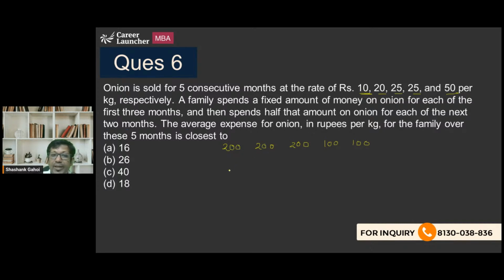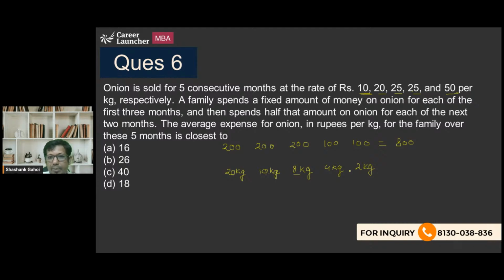month. So how many kgs? 20 kgs. The rate is 20 rupees per kg. So how many kgs? 10 kgs. The rate is 25. So 8 kgs. The rate is 25. So 4 kgs. The rate is 50. So 2 kgs. So how much money has the family spent overall? 800. How many kgs has it bought?